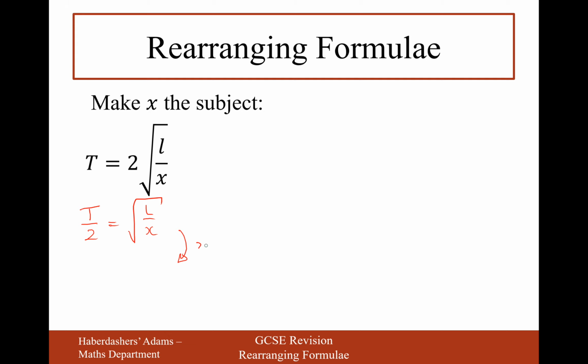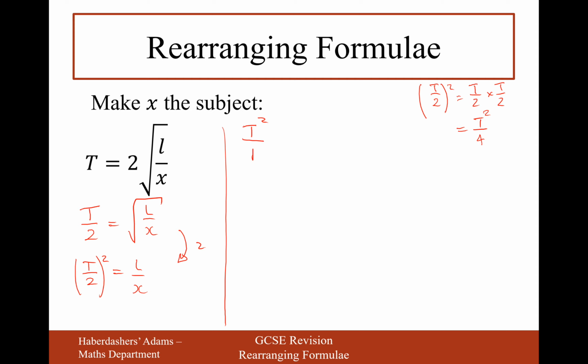So I'm now going to square the other side, so it's going to be t over 2 squared equals L over x. Now when you square something like this, if I square t over 2, that means multiply it by itself. So that's t over 2 times t over 2. The way you multiply fractions together is top times top, bottom times bottom, so it's going to be t squared over 4. Or a shortcut would be: square the top, square the bottom. So that's what I'll do. Expand the brackets: t squared over 4 equals L over x.